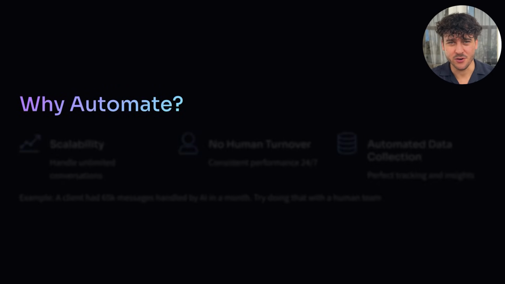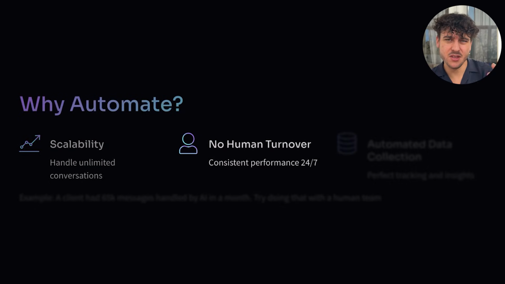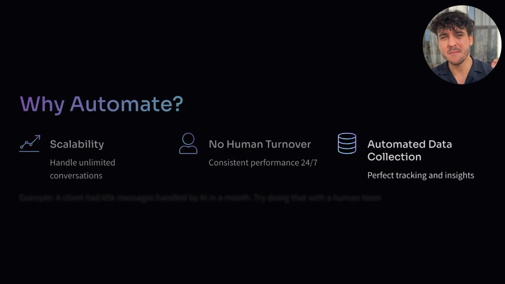Now, why even automate your Instagram? Number one, it's scalable. You can handle unlimited conversations on Instagram if you have automations in place. Secondly, there's no human turnover, which is a big problem because appointment setters, for example, usually turn over every couple of months and you need to keep on replacing them. This leads to consistent performance, which is ongoing 24/7 because automations and AI never sleep. And third, we have automated data collection, because without the right data on what is happening inside of your Instagram DMs, you will not be able to optimize the amount of money that you make. And I'm going to show you the exact tool that you need to use in order to get perfect tracking and insights for your Instagram DMs.